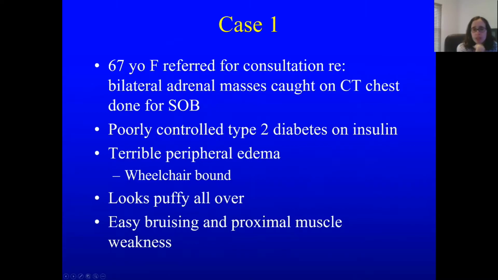This lady has poorly controlled type 2 diabetes. She's on insulin. She has terrible peripheral edema. She's wheelchair bound. She's very obese. She's just puffy all over. She has sort of weeping edema of the lower extremities. And she has easy bruising, and she can't stand. She has proximal muscle weakness. She couldn't stand up from her wheelchair if she tried.